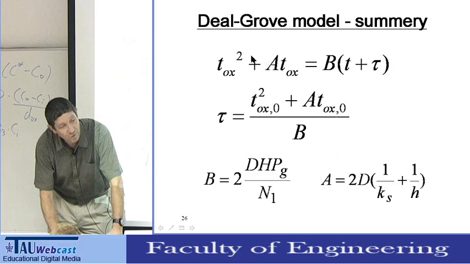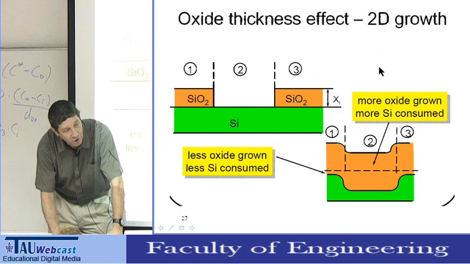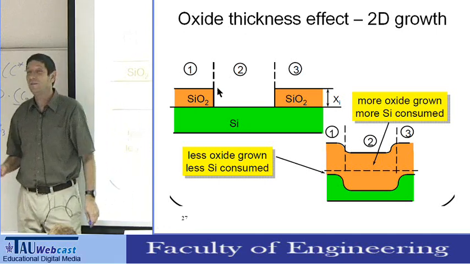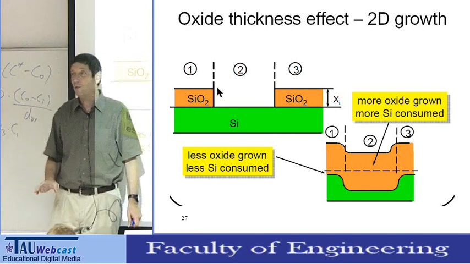So this is the famous Deal-Grove model, which says that the oxide thickness square plus A T oxide is equal to B times (T plus tau). So this is the model for oxidation. This model is only for 1-dimensional growth.